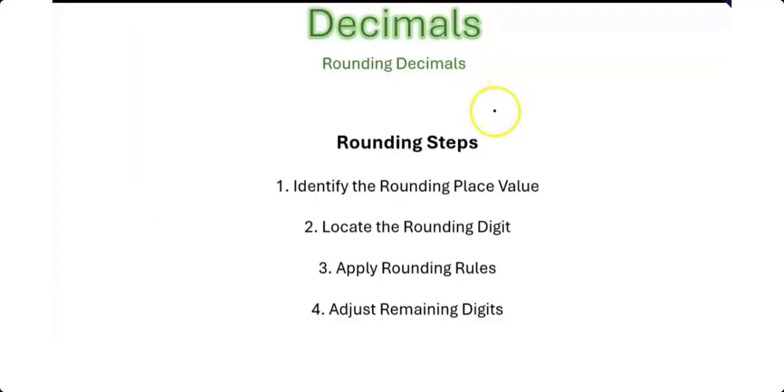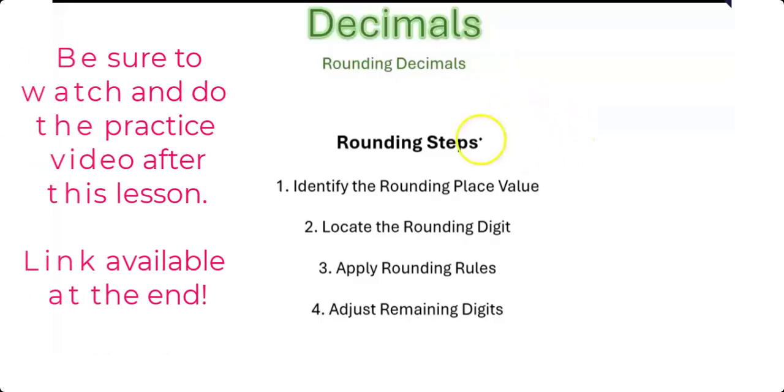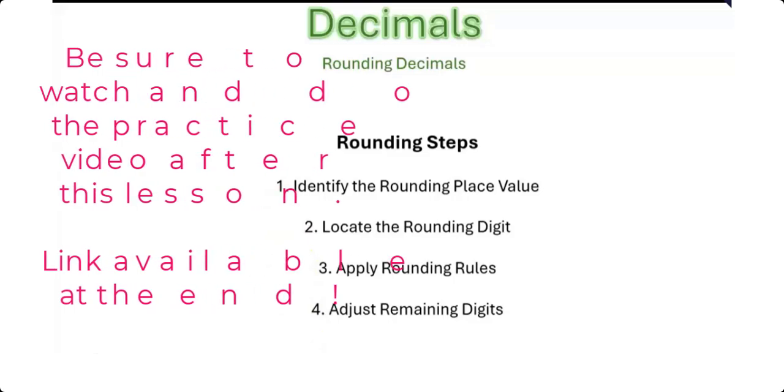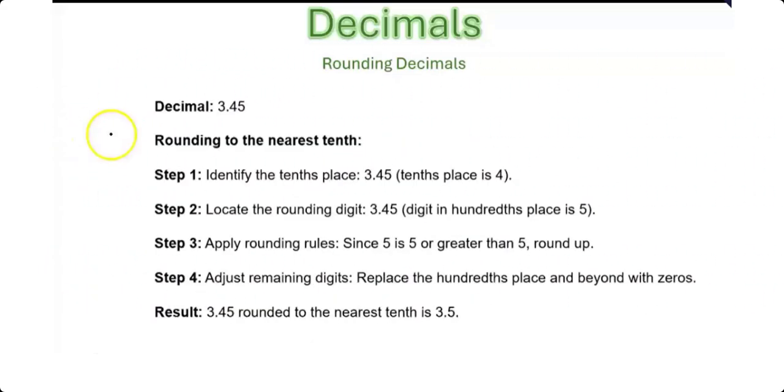Rounding decimals. Again, rounding decimals is the same as rounding whole numbers. So let's review those rounding steps. Number 1, identify the rounding place value, locate the rounding digit, apply rounding rules, and then adjust the remaining digits. So let's go through all these steps with some decimals.